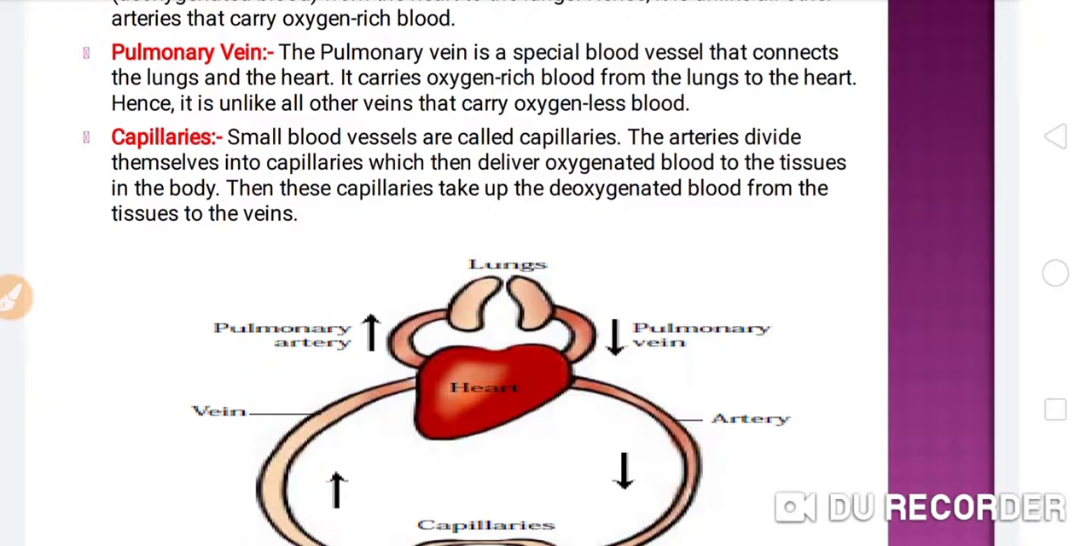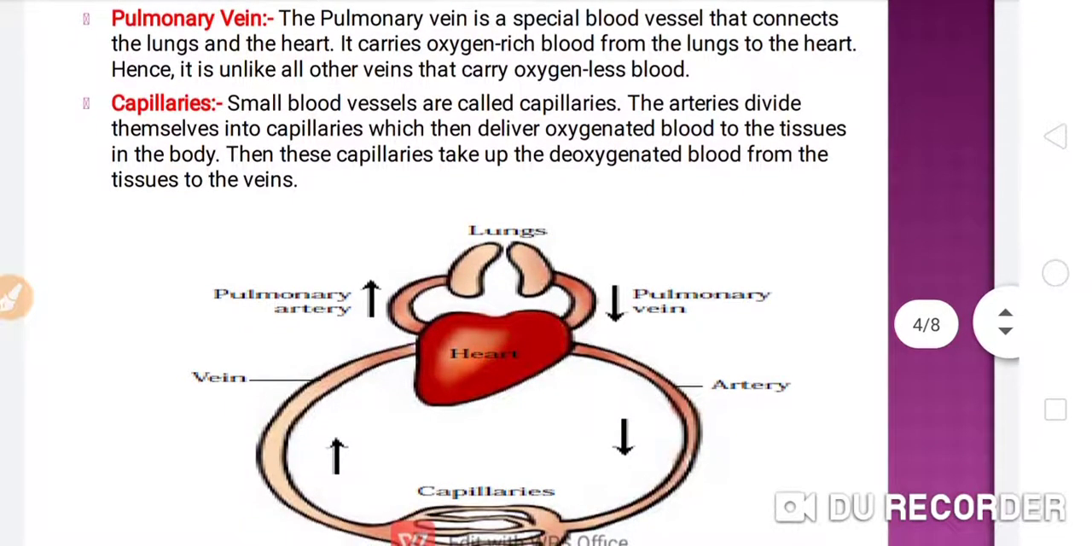The arteries divide themselves into the capillaries, which then deliver oxygenated blood to the tissues. This means they have the function to deliver the oxygenated blood to the tissues in the body. Similarly, these capillaries take up the deoxygenated blood from the tissues to the veins.